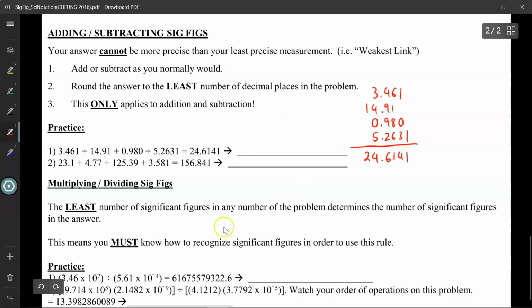So how do we use these sig figs in our calculations? Well, let's take a look at it. When it comes to adding and subtracting, it's pretty straightforward. Just take the value with the least number of significance in terms of the decimal places, and that is what your final answer should be.